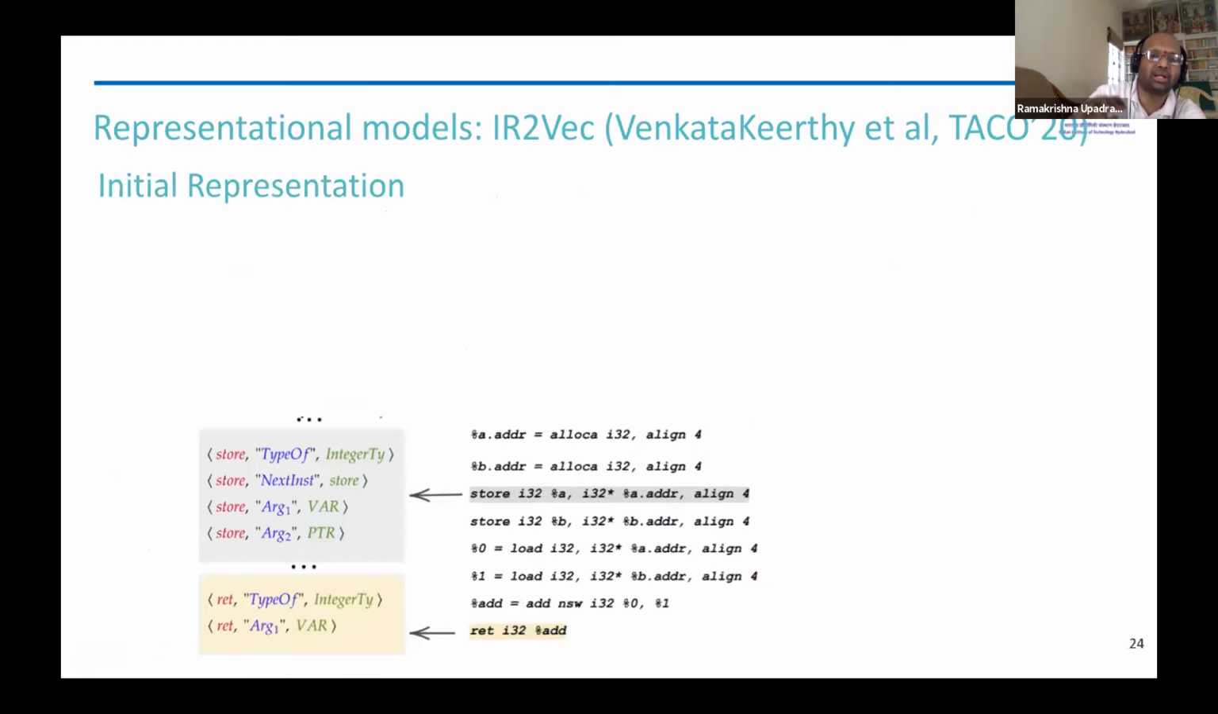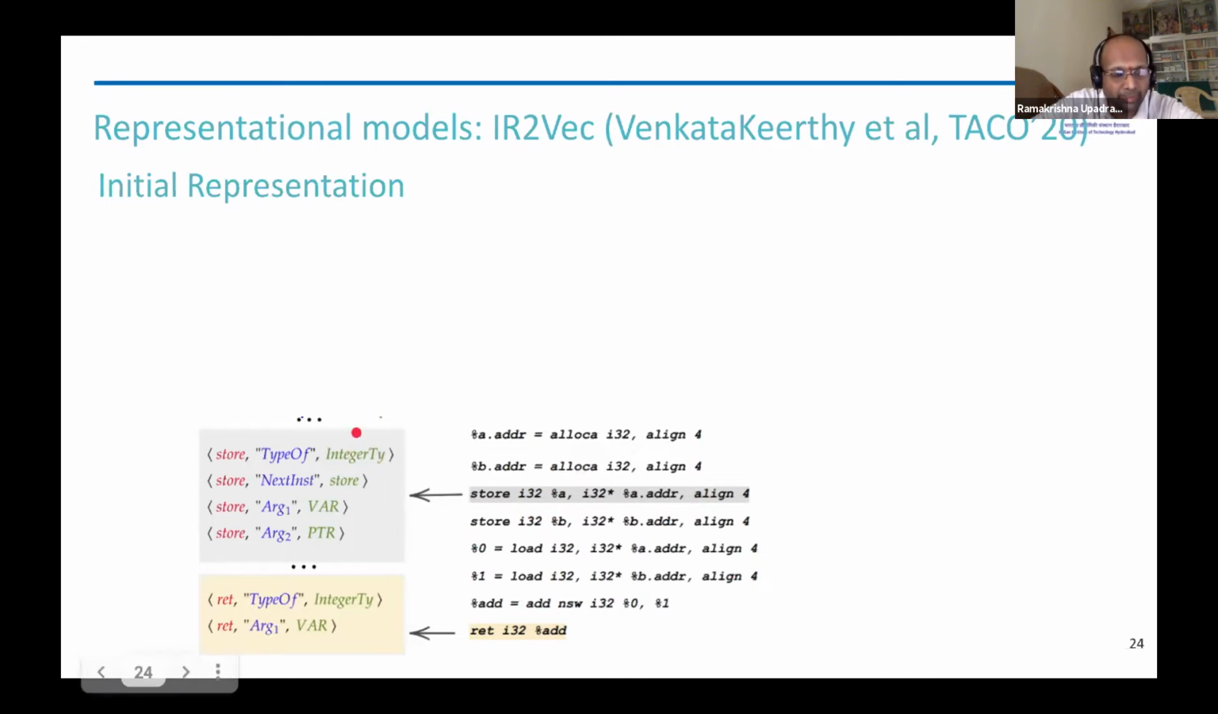So what is IR2Vec? You first have to understand what a basic block is. A basic block is something like a single entry, single exit region in a program. So you can have some kind of memory allocation, some kind of load and store, what we call instructions, followed by an addition. So you can think of this particular instruction: store i32 %a, i32* %a.addr, and then line 4, some kind of instruction in LLVM.